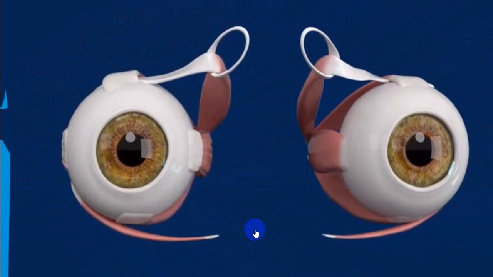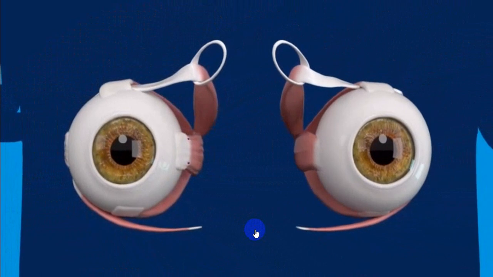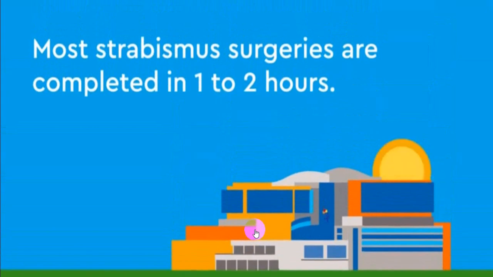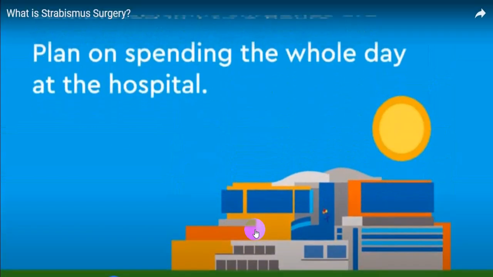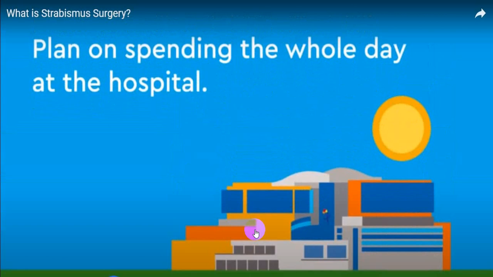It is common to have more than one muscle adjusted on one eye, and in many cases, both eyes will need surgery in order for them to move together. In a weak muscle, you can shorten. In a strong muscle, you can lengthen. At Children's Hospital Colorado, most strabismus surgeries are completed in 1 to 2 hours, but plan on spending the whole day at the hospital.